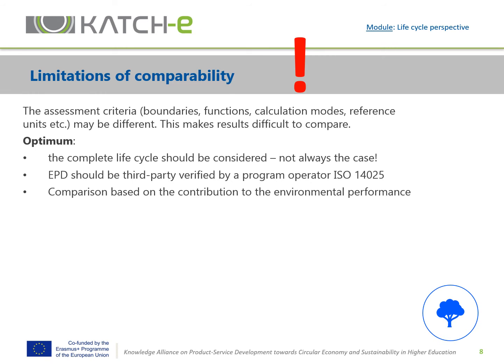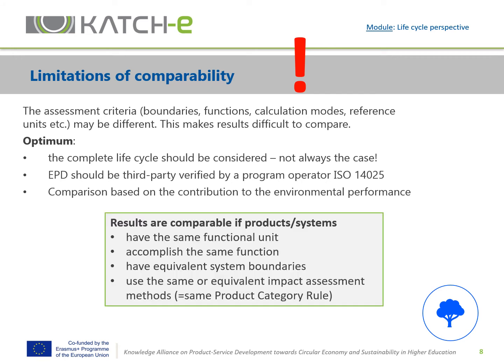One must be careful when comparing different results, because the assessment criteria may not be the same, and this makes results difficult to compare. Results are comparable if products or systems have the same functional unit, accomplish the same function, have equivalent system boundaries, and use the same or equivalent impact assessment methods.